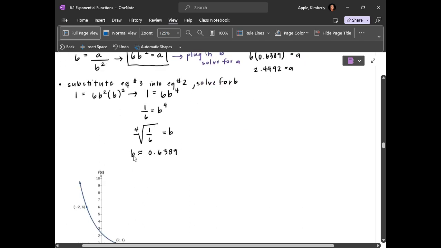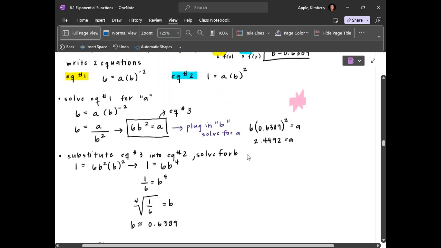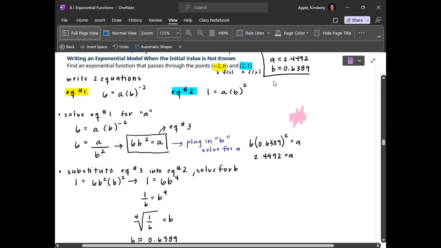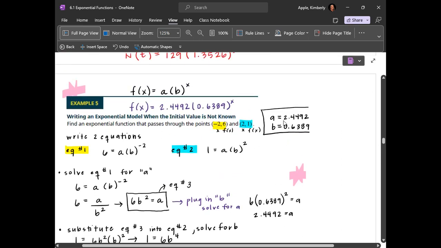Using this process, we will get an actual number for b, which I encourage you to record somewhere so that you can keep track of it. After you obtain b, you'll go back to the equation number 3 that you have already isolated a in and plug b in to get a number for a. Record that somewhere to keep track of your work, and then all that's left is to simply plug in the a and b that you found into the general exponential model, and then your function is written.